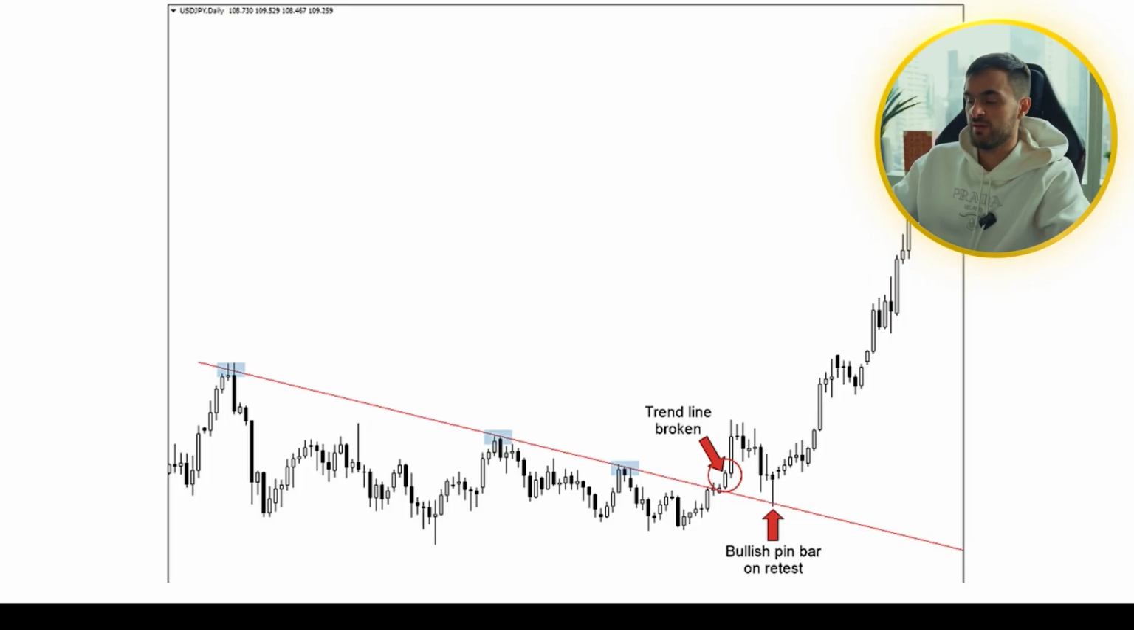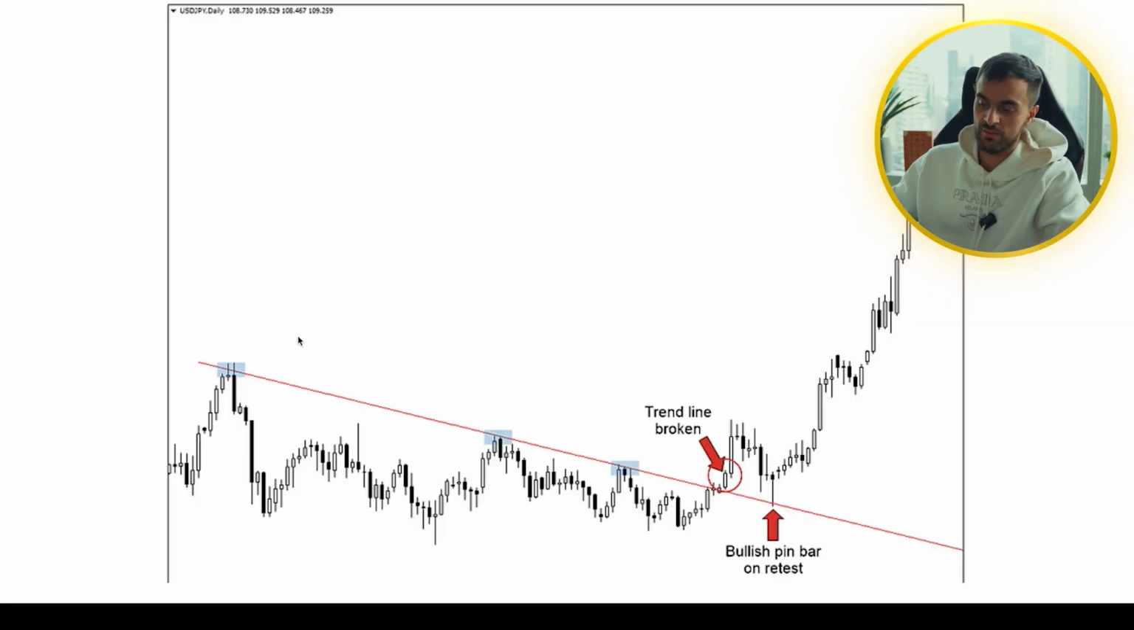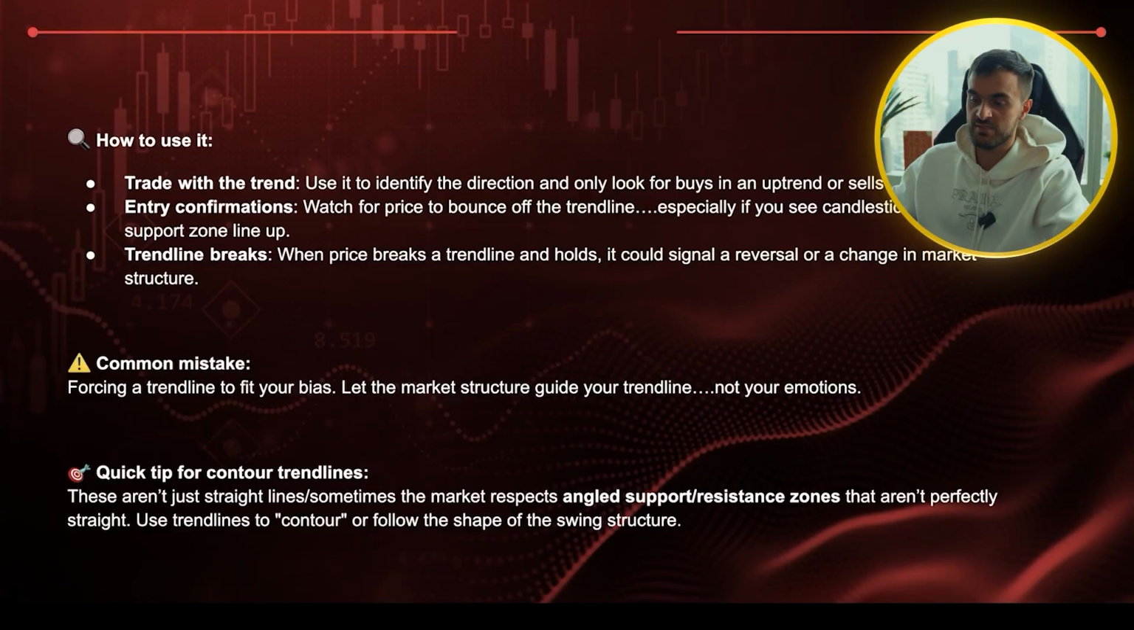So with using trend lines, there's a few ways you can use them and you can draw them, right? You can trade with the trend. You can use it to identify the direction and only look for buys in an uptrend or sells in a downtrend. You can watch for price to bounce off the trend line. For example, if you notice a downtrend line, you can use that downtrend line to sell off of, kind of like a support or a resistance.